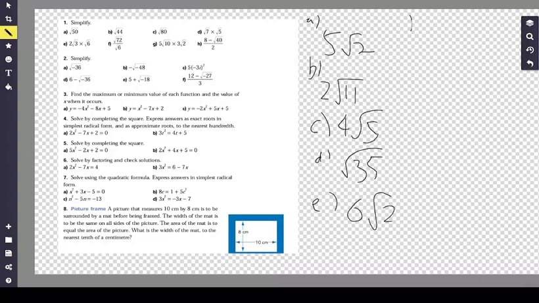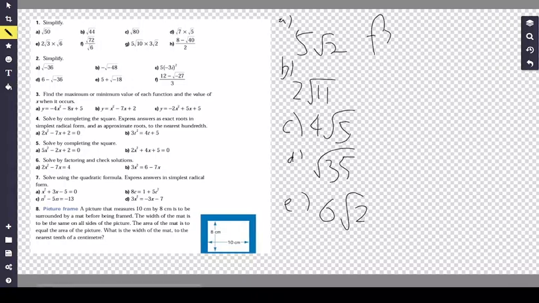And F, for that, for root 72, we can take out a what? 16? Does that work? No. Okay, we can take out a 4. So if we take out a 4, that's going to give us 2 root 18. We can take out another 3, so 6 root 2 over root 6, basically.